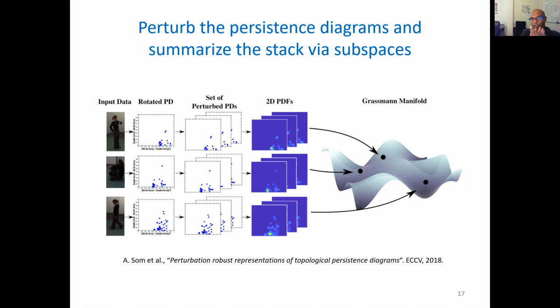In addition, when we are doing this perturbation, we further collapse all these functions, these KDE estimates, into a single estimate through simple PCA. So take all these maps, think of them as heat maps, and collapse all these perturbed heat maps into a single representation through PCA, through a subspace. That embeds this whole stack of perturbed PDs onto a Grassmannian manifold on which we know how to define metrics and measures and statistics.